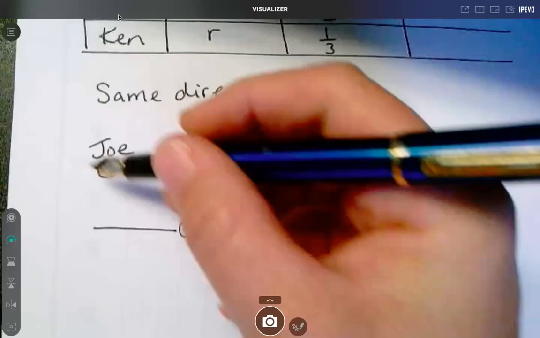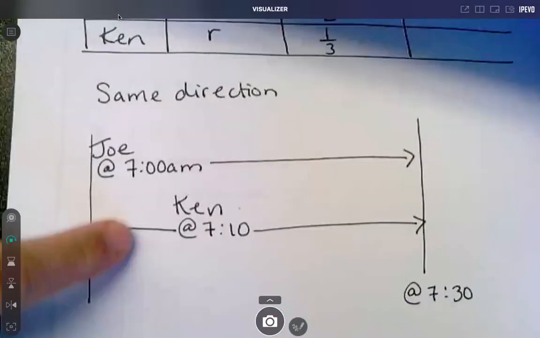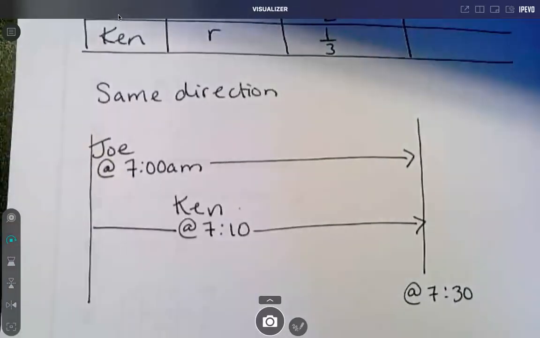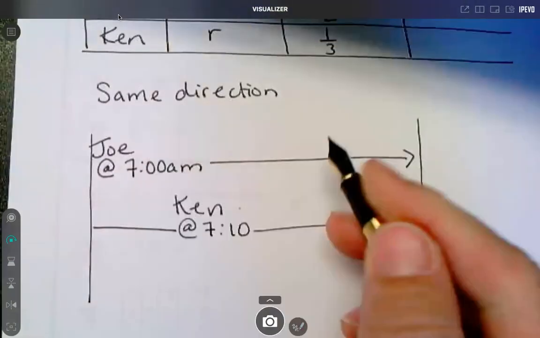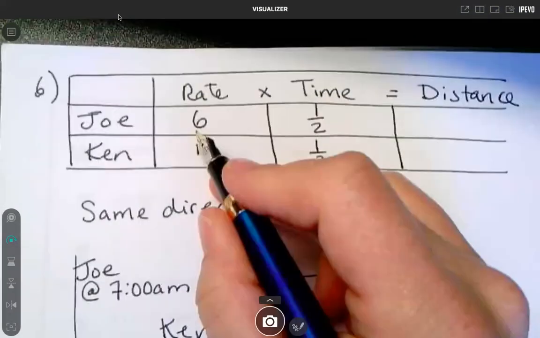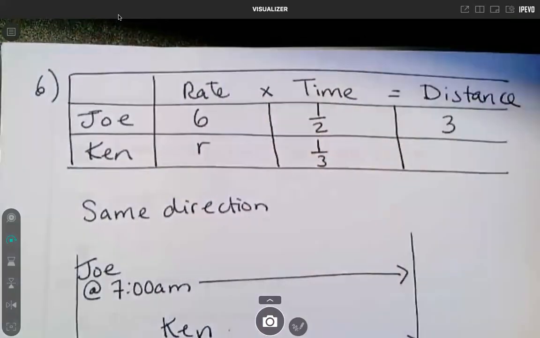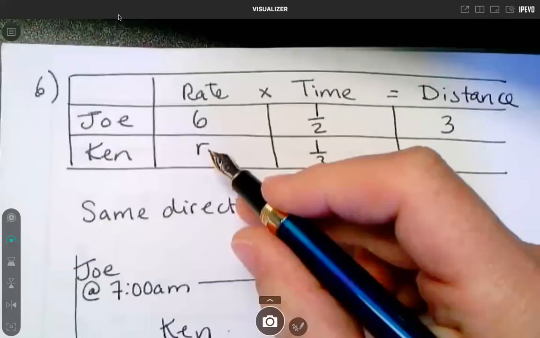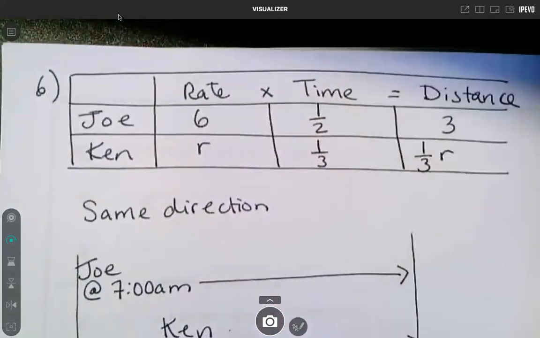So here, start. Okay. You could have just put them both here. Both here. Yeah, good enough. You don't even have to put their times. Okay. So Joe's distance is 6 times a half, which is 3. And Ken's is 1/3 times R, which is also 3. They both ran the same distance.